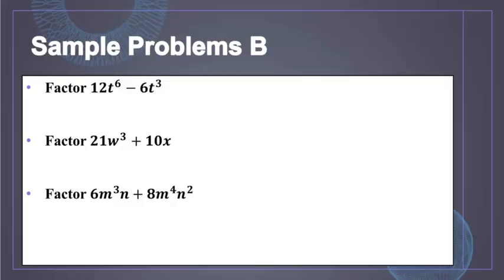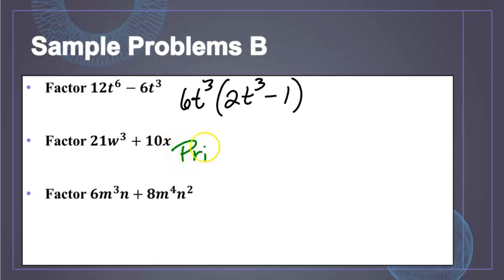Next here I have a binomial. Here, I can factor out a 6, and they both have t's. I can factor out 3 of those. That leaves us with 2t cubed minus 1. Now if I distribute 6t cubed, I would still get 12t to the 6th minus 6t cubed as my answer. Next, find out what I can factor out of both of these. And there is no common factor between 21 and 10 and w cubed and x. So this one would be considered prime because I can't factor it any further.